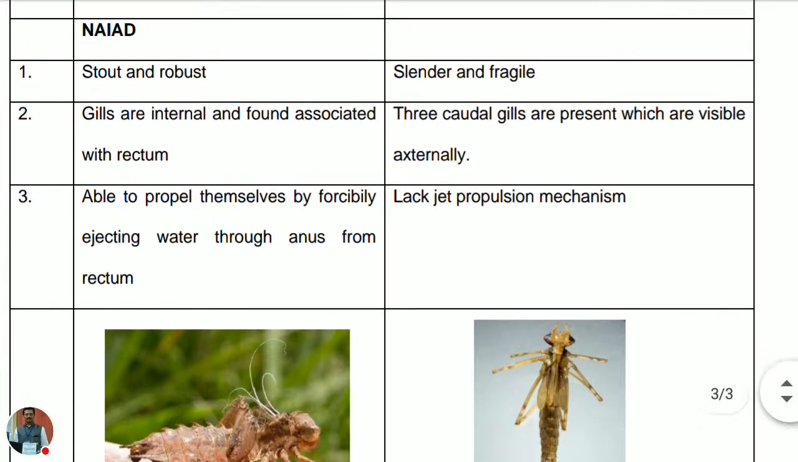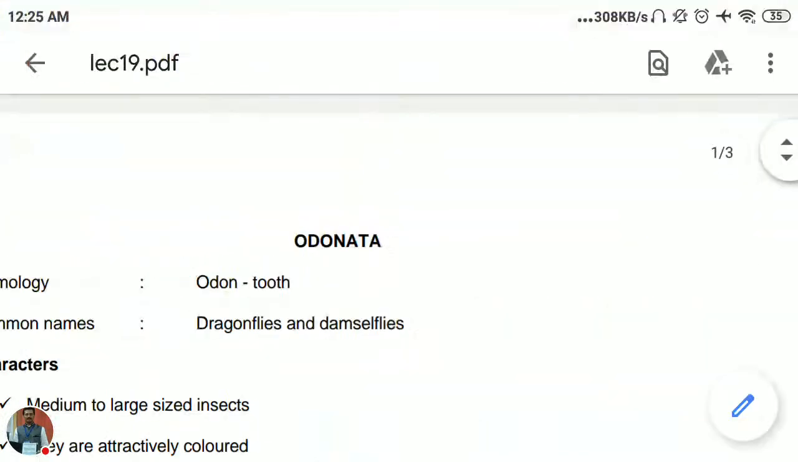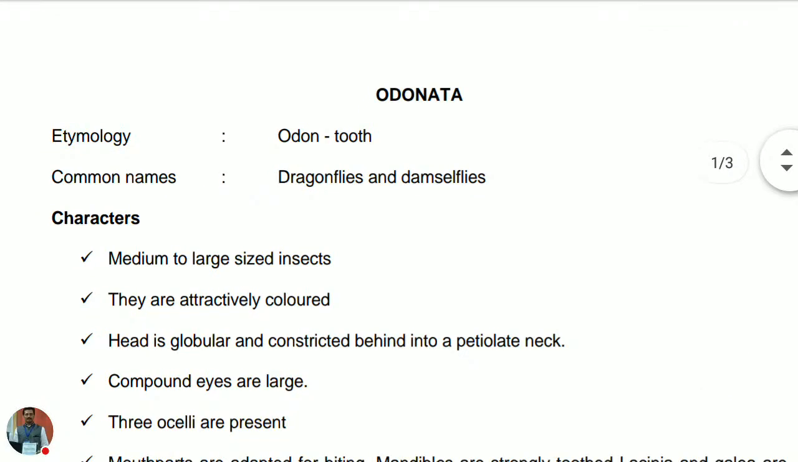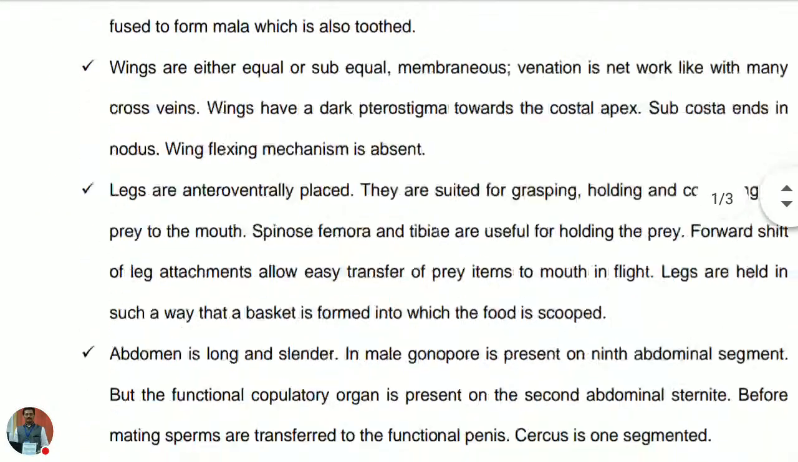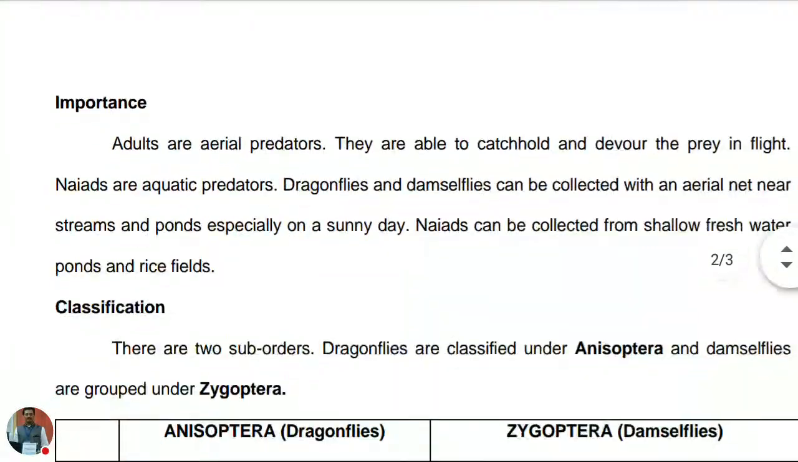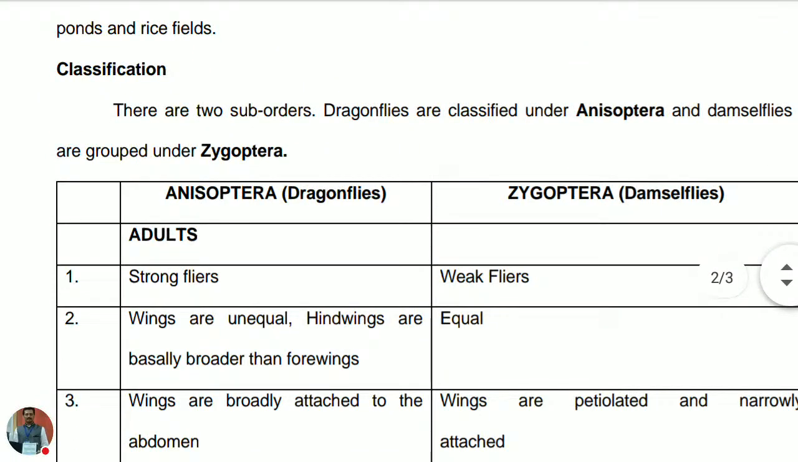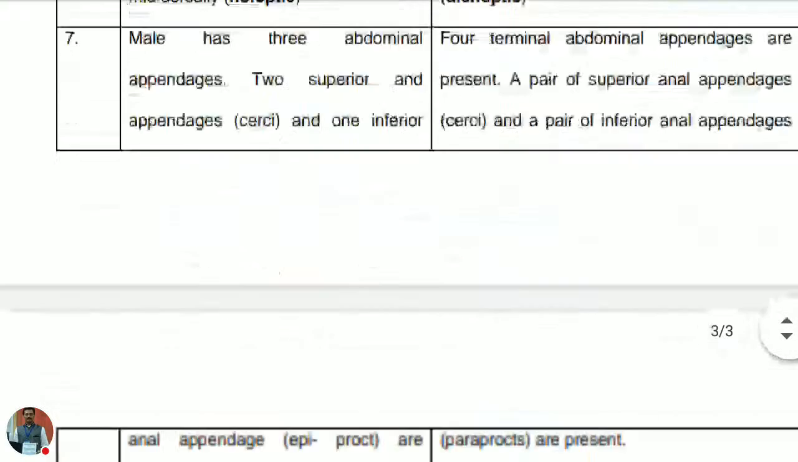So this is about the order Odonata, in which the dragonflies and damselflies are there, and the suborder of dragonflies is Anisoptera, and of the damselflies it is Zygoptera. So thank you very much.